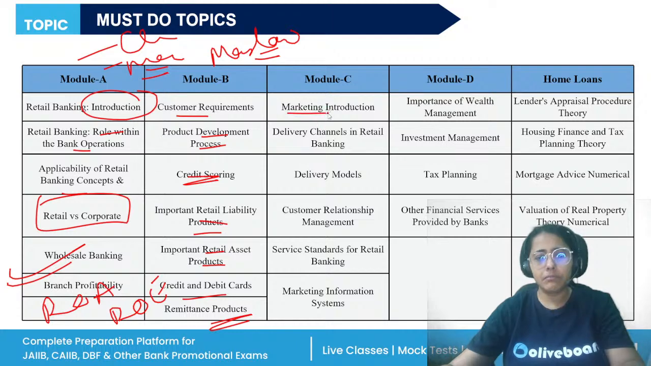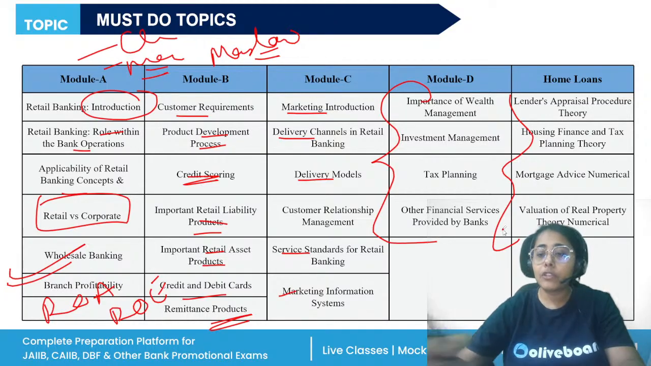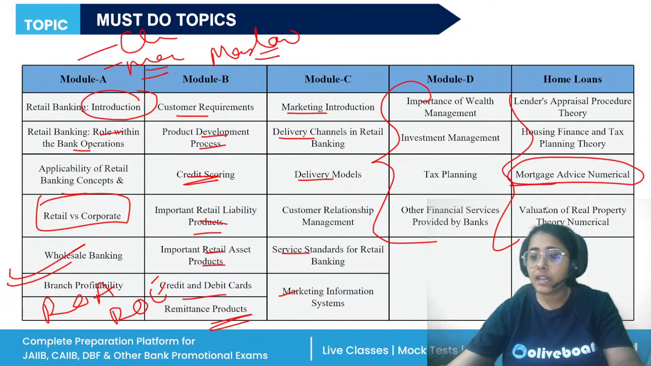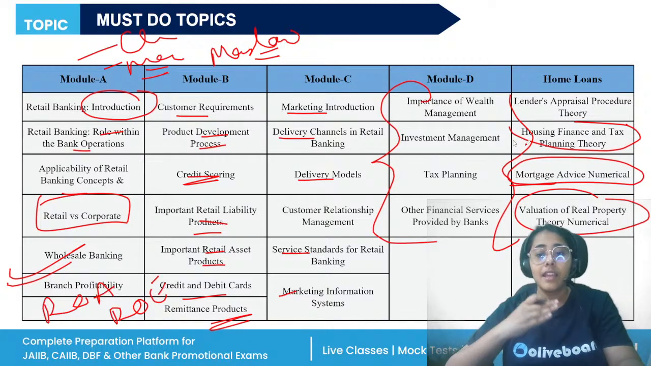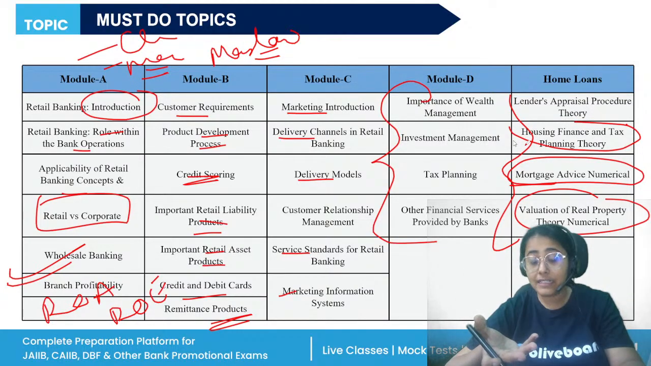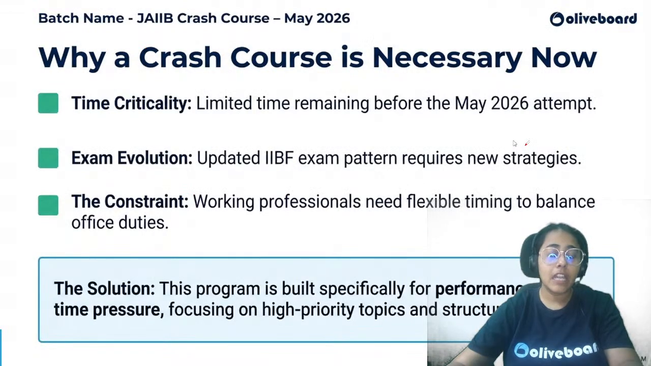Module C: marketing introduction, delivery channels, delivery models, service standards, and marketing information system. Module D, all the 4 units are important, and Module E also, all the 4 units are important. From Module E: mortgage advice, numericals are asked, valuation of real property, theory and numerical, housing finance and tax planning theory, the various sections under the Income Tax Act that would allow you to claim deductions, capital gains, lender's appraisal, procedure, theory.